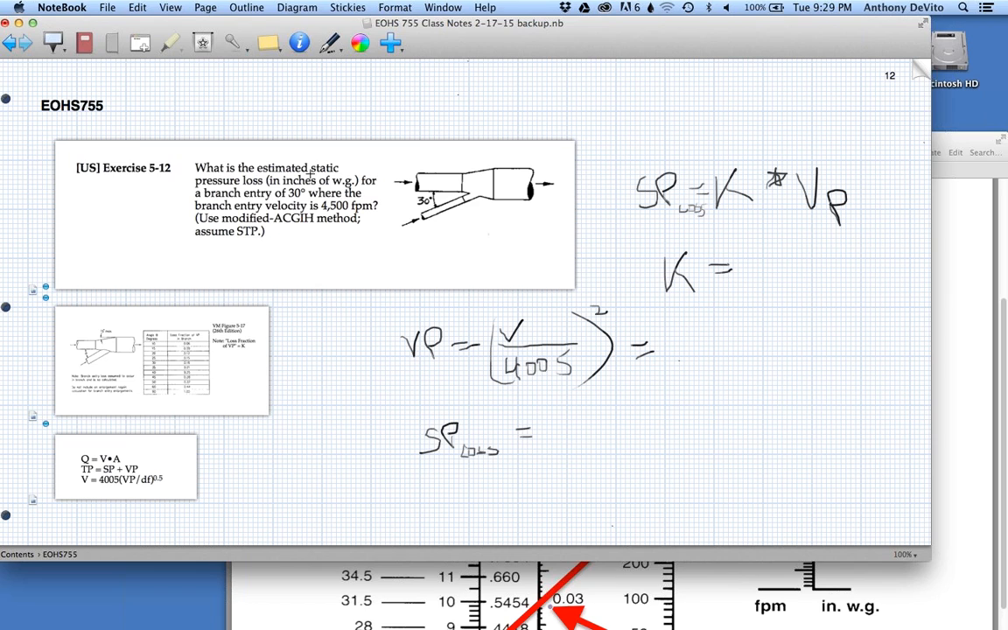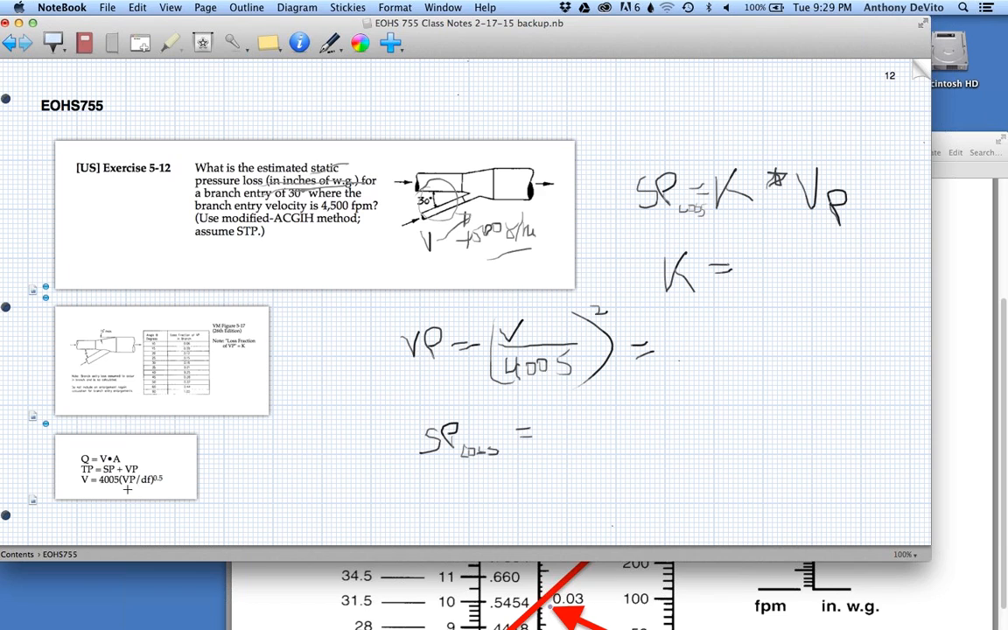What's the estimated static pressure loss in inches of water, as we are wont to do, for a branch entry of 30 degrees where the branch entry velocity is 4,500 feet per minute. V is 4,500 feet per minute. Okay, and to say ACGIH method is exactly what we've been doing. Here are our formulas down here again.